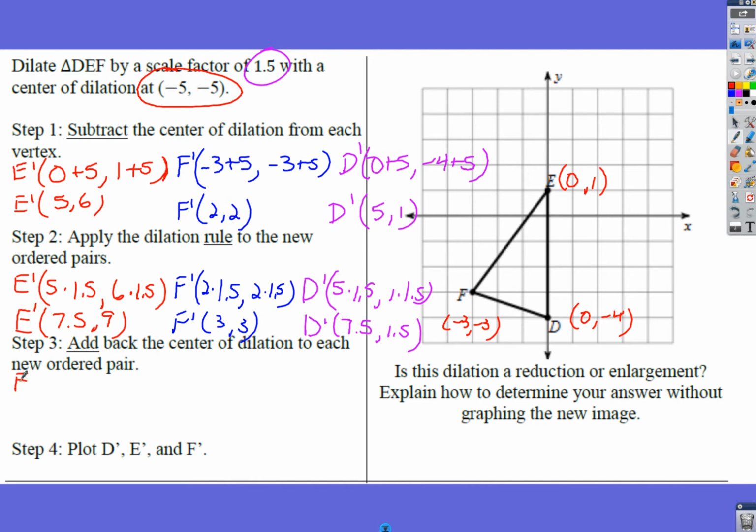So E prime, now this is the final step. E prime is going to end up being at 7.5 minus 5 and 9 minus 5. It just happens to be that for the center of dilation, both coordinates happen to be the same, so we're doing the same thing each time. But if the y would have been a -3 instead of a -5, here we'd be adding 3. Up at the top we would have subtracted 3. X's go with X's, Y's go with Y's.